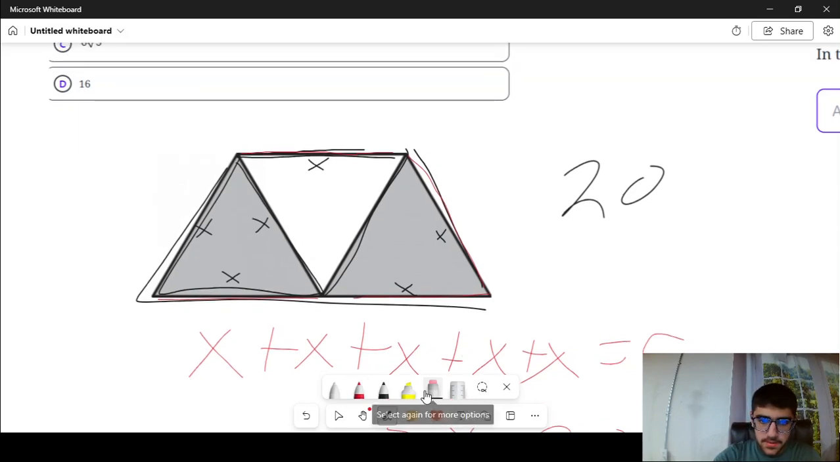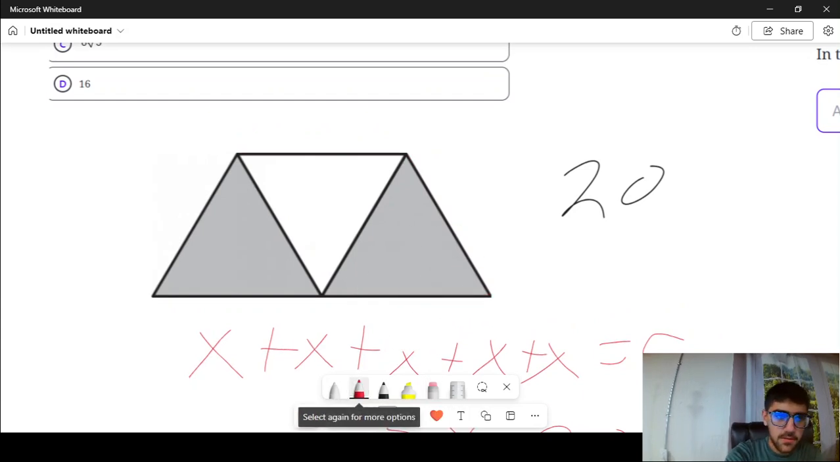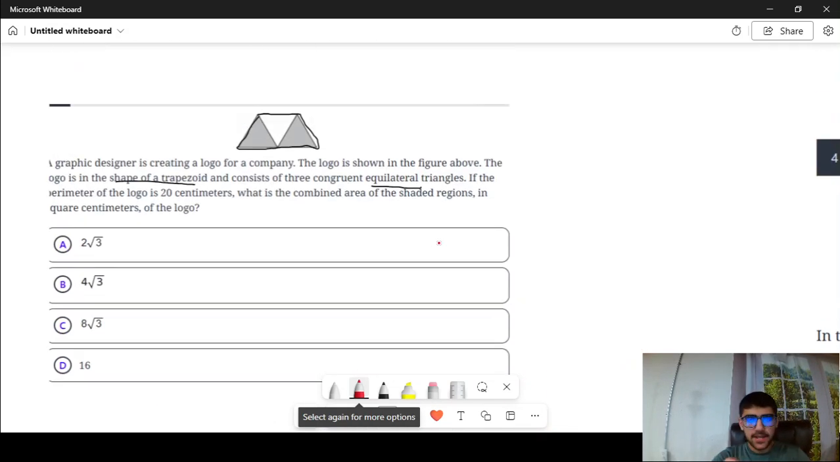Let me just clean this up a little. So if each side length is equal to 4, that's a start. But let me just recall what it was asking for. I'm just going to write it once. So what is the question asking for? It's asking the combined area of the shaded regions. So the way I'm going to do it, I'm just going to try to solve for the area of one triangle, then multiply it by 2.